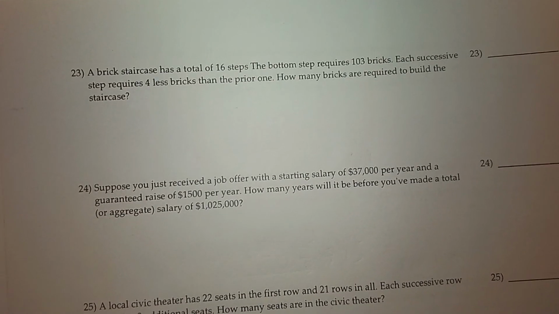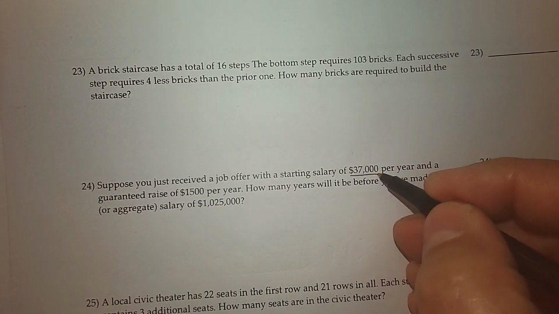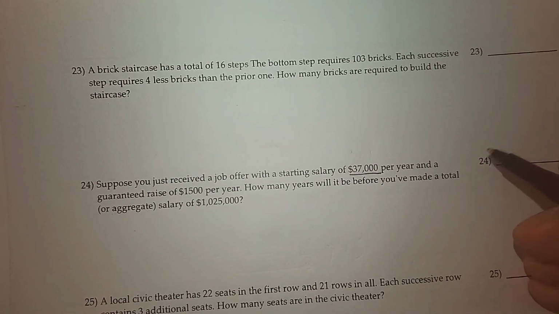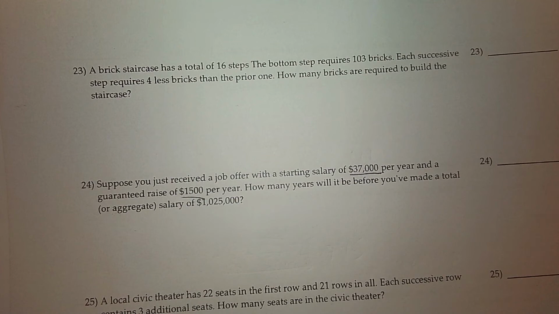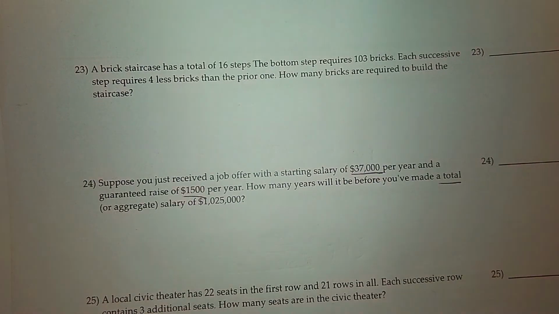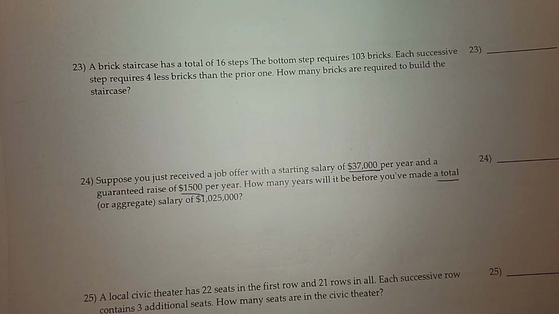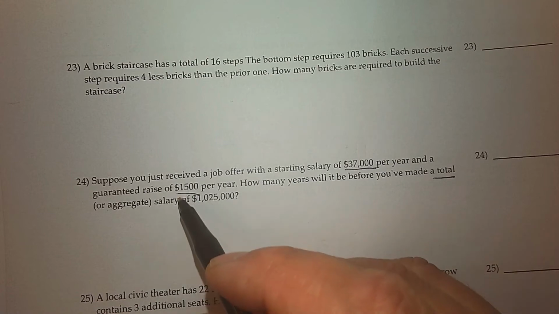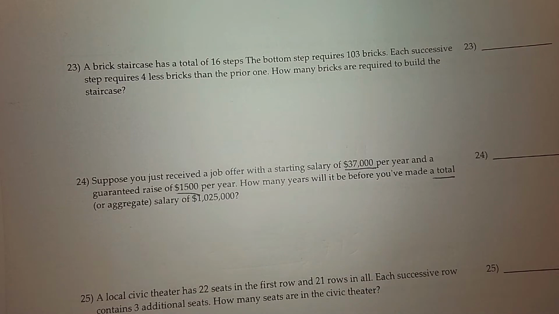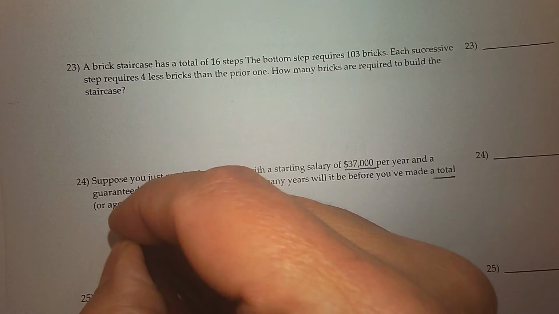Suppose you just received a job offer. The starting salary is $37,000, and you're guaranteed a raise of $1,500 per year. How many years will it be before you've made a total of $1,025,000? So let's start from the beginning. Is it arithmetic or geometric, and why? Because you're raising $1,500 every year, that is your common difference.